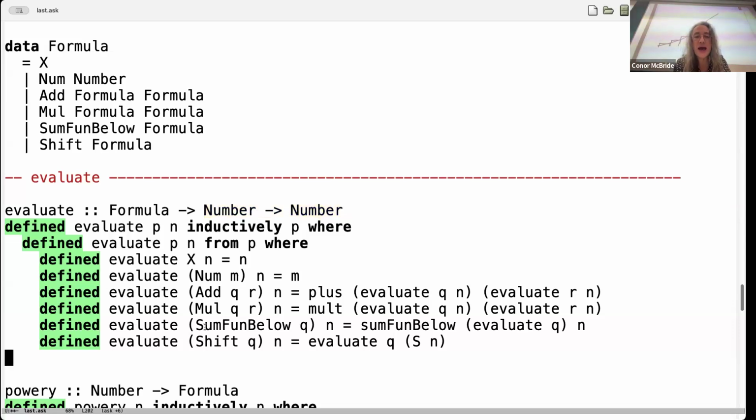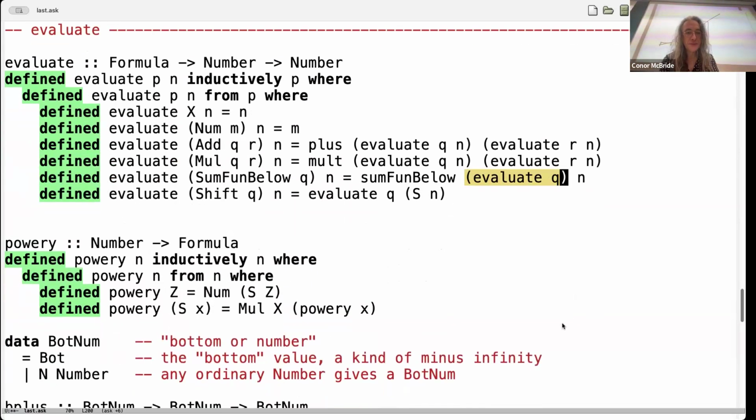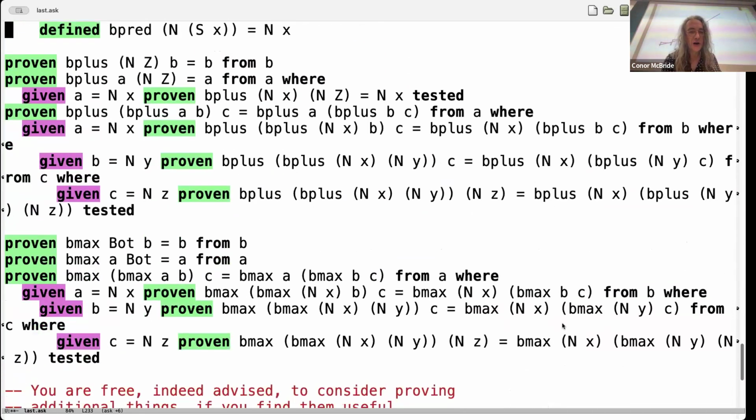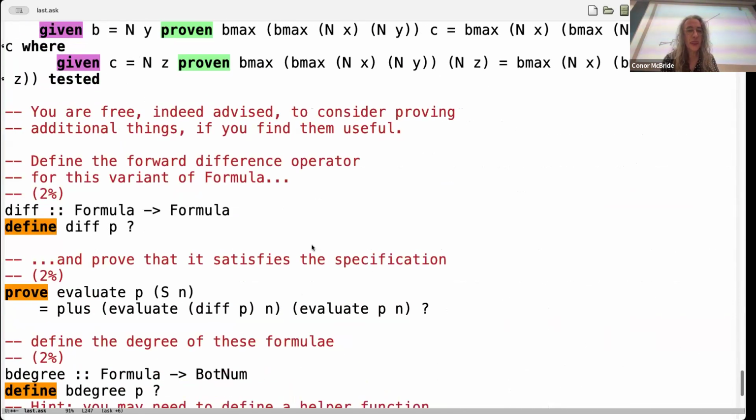So this is telling us that sum fun below Q evaluated at N is going to do the sum fun below operation to the Q formula. So basically, Q describes the curve, and we are going to compute the area under it in lumps. Okay, there's a whole bunch of other stuff that we'll get to.